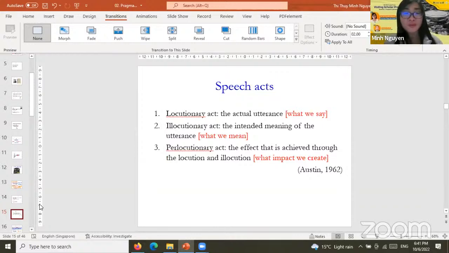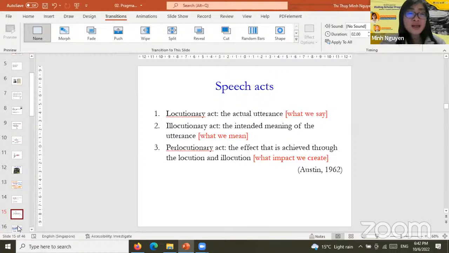heat pump, for example. And finally, the perlocutionary act is the effect of what we say: the effect that is achieved through the locution and illocution, meaning the impact that we create with our messages. As soon as I say "Oh, it's so cold in here," my daughter understands my intention, stands up, closes the door and turns on the heater, for example. That's what we call impact.